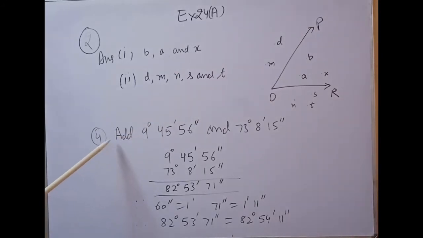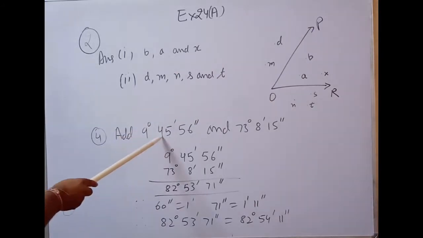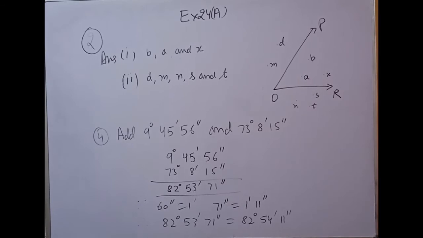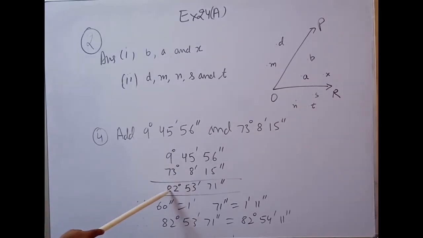Next question is question number 4. At 9 degrees 45 minutes 50 seconds and 73 degrees 8 minutes 15 seconds. Now add these two, we get the result 82 degrees 53 minutes 71 seconds.